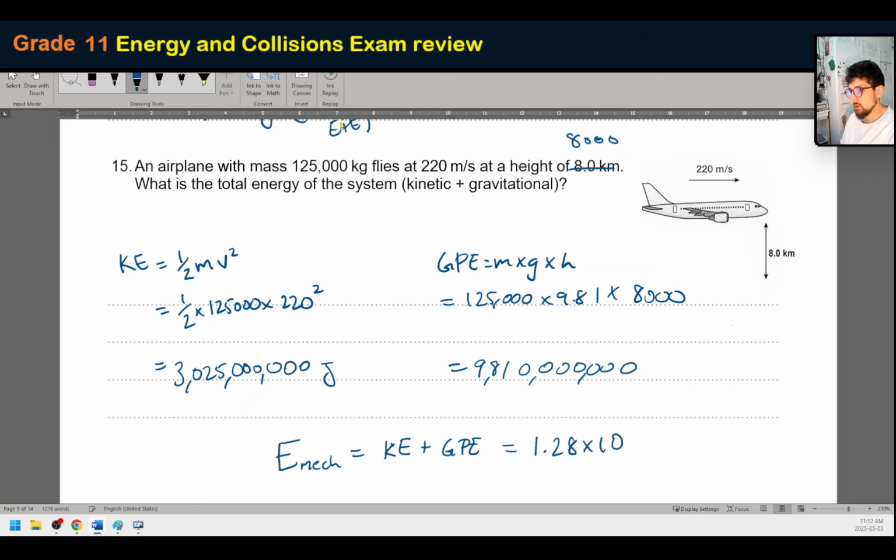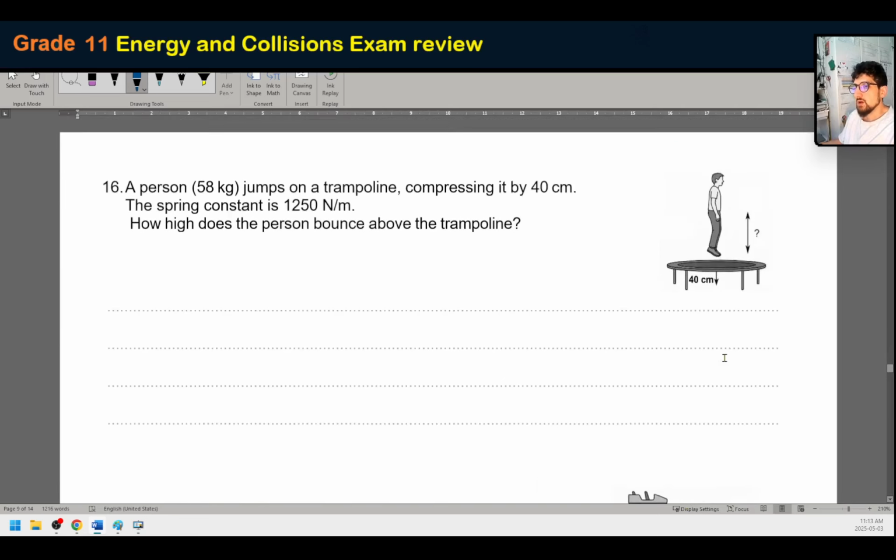1.28 times 10 to the power of 10 joules. And you can write it using scientific notation, or you can just write it all out if you want to. Okay? Right, let's move on.